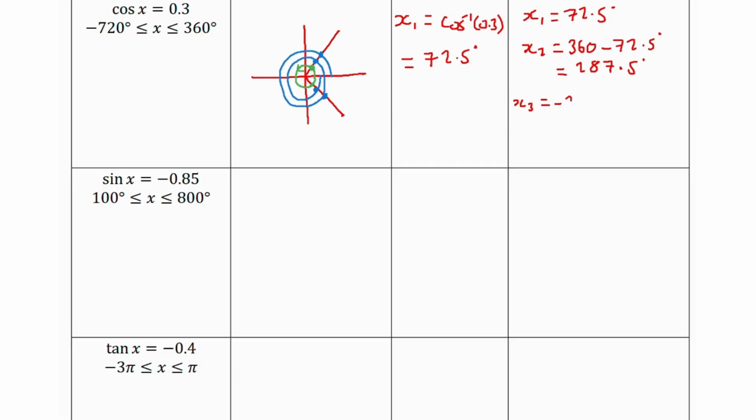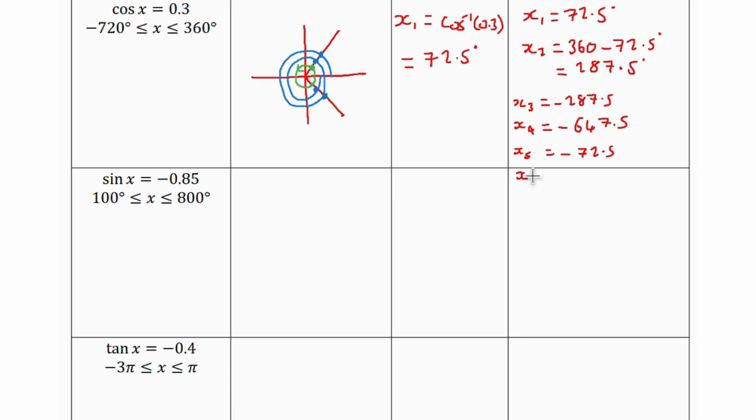That gives me minus 287.5. I can take off another 360, and that will give me another solution, which is minus 647.5. And then I can do the same, but starting at the 287. So 287.5, take away 360, gives me minus 72.5, which is that first one on the blue ones. And then taking away 360 again, I get minus 400.